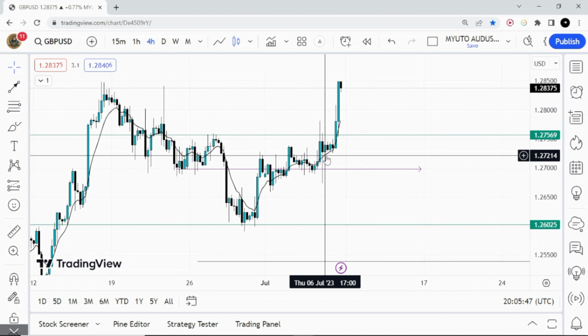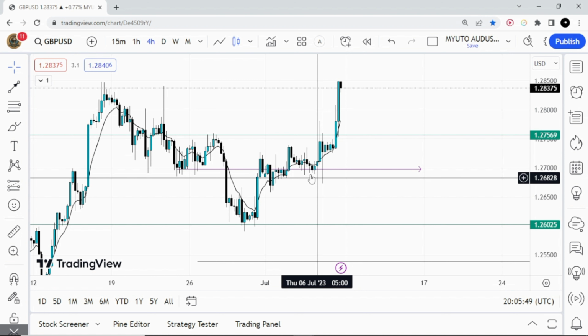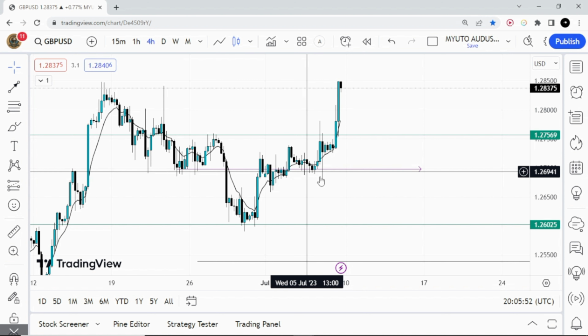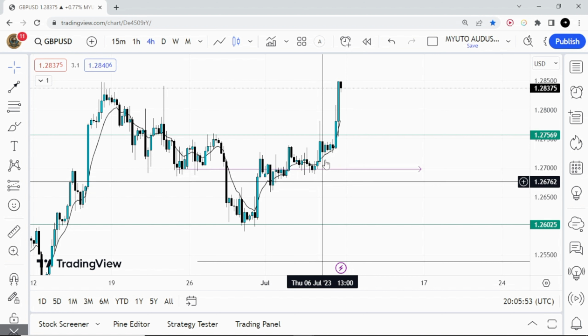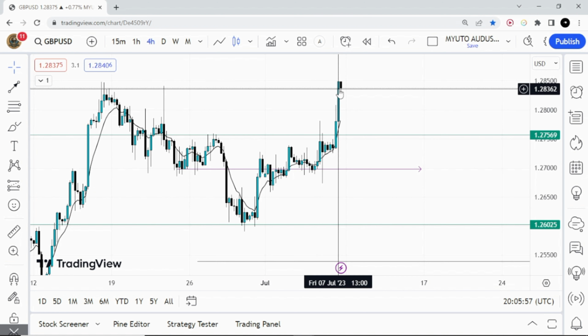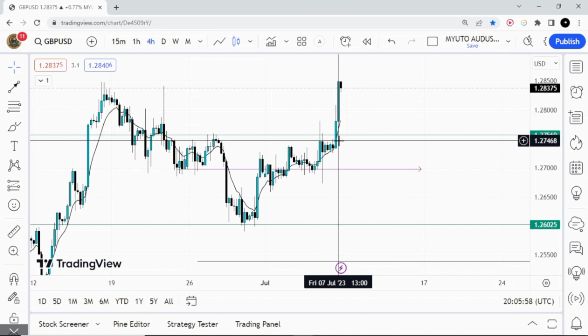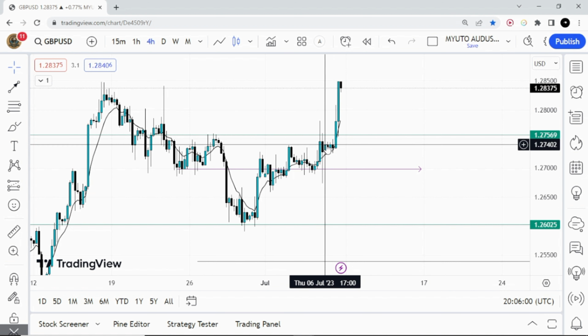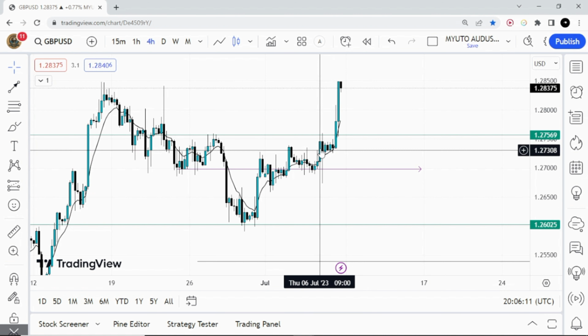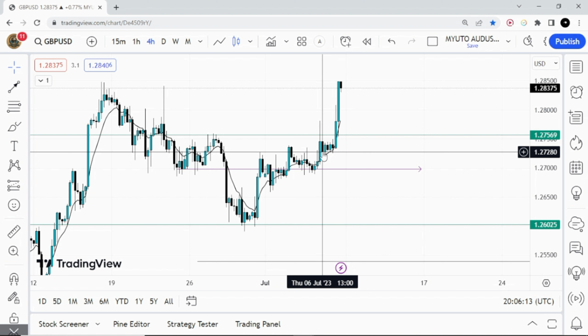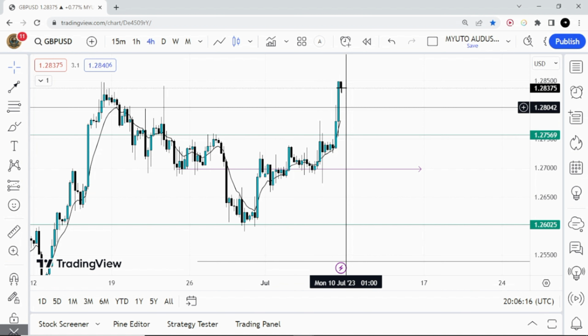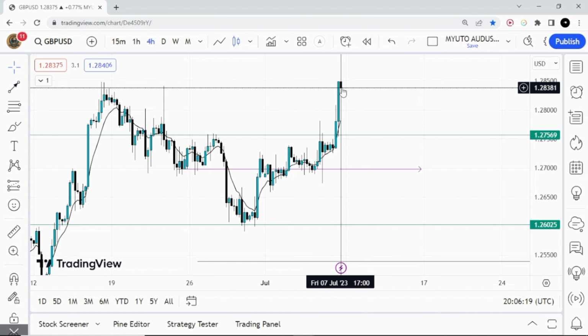Because for the market to move, it needs money. So it had to grab the money from people that put their stop loss below this level. It grabbed the money, closed back above, and then had this impulsive move here. So this was just the money being ready here. This range that you see here was the market preparing itself for this huge momentum move to the upside.